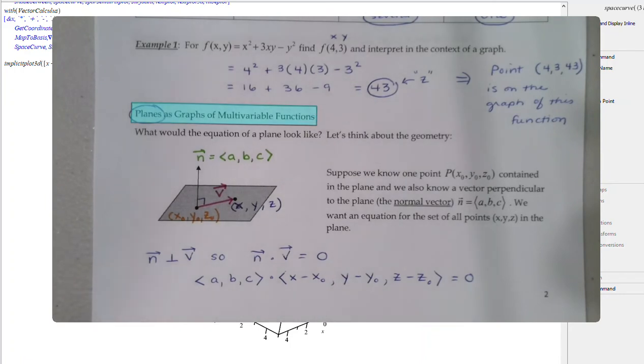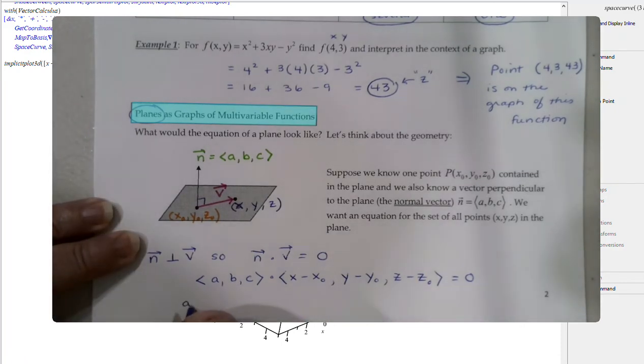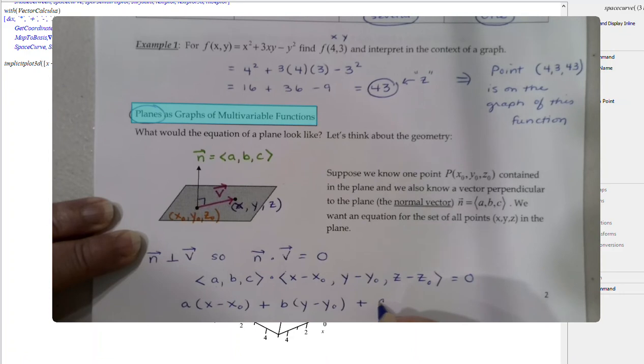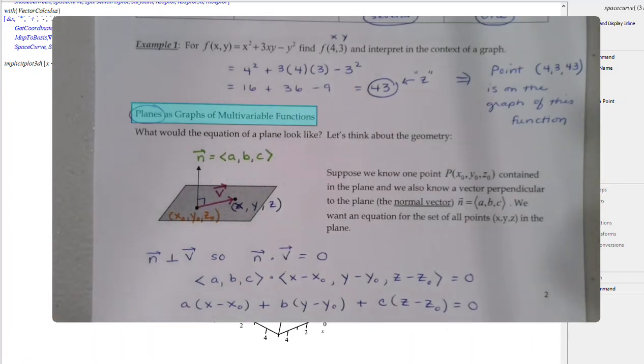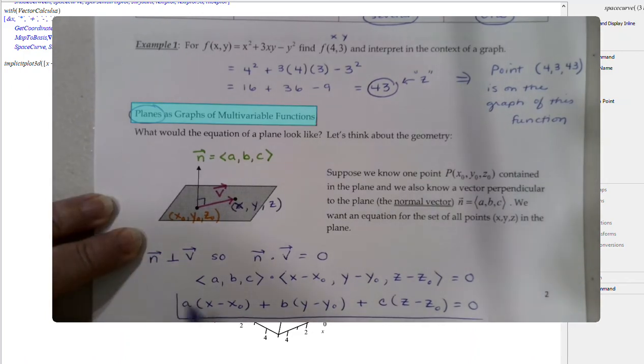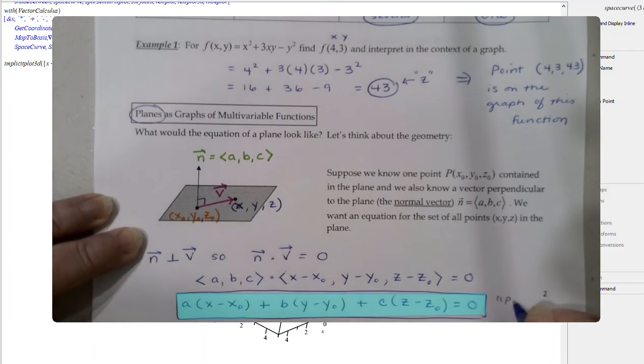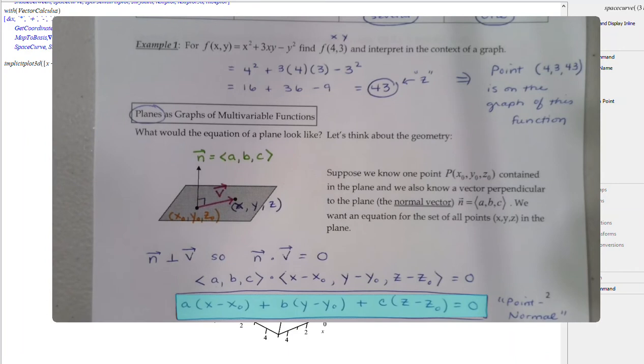I'm going to use my standard method for finding dot product, multiplying the first components, a times x minus x naught, plus the second components, b times y minus y naught, plus those third components, c times z minus z naught, must equal 0. This equation right here is called the point normal form of the equation of a plane, because to form it, you need a point, x naught, y naught, z naught, and you need the normal vector, a, b, c. Once we have actual values for these, we'll be able to multiply this out and get a simpler form. But this is usually where you're going to start when you want to find the equation of a plane.